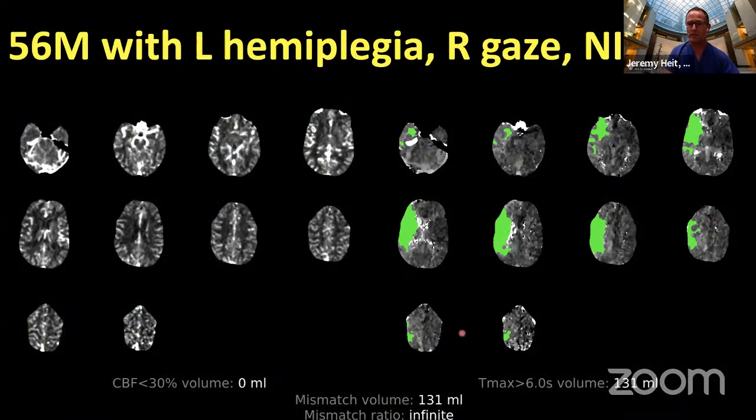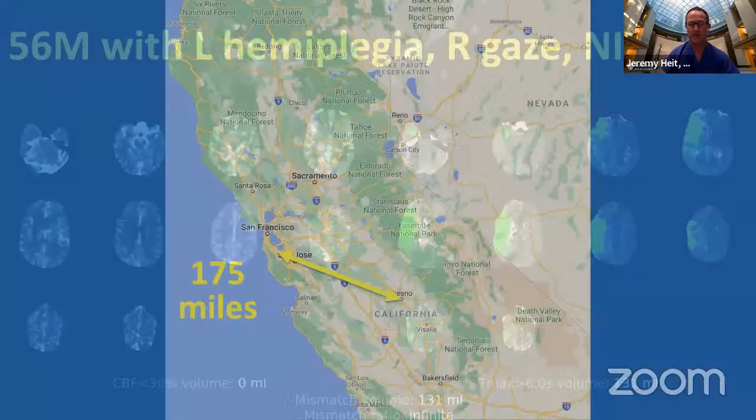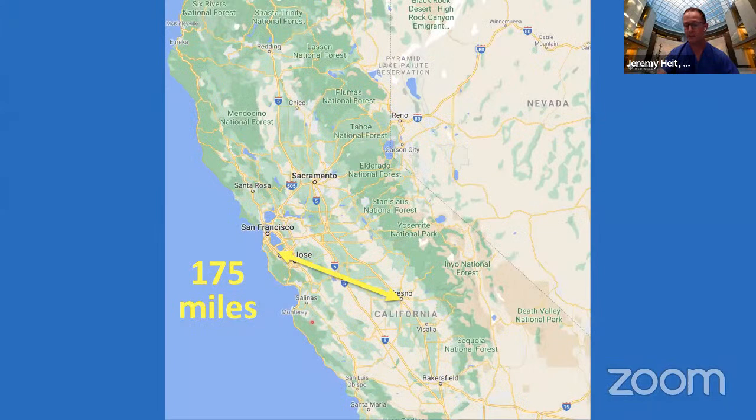So this is one of my patients. He's a 56-year-old guy, left hemiplegia, right gaze, high stroke scale. This is the CTP at the outside hospital. So no core, and obviously a big penumbra. Looks like a great treatment candidate. The problem is they're 175 miles away from Stanford down in Fresno. And transferring patients over these distances is not easy, and it takes a lot of time.